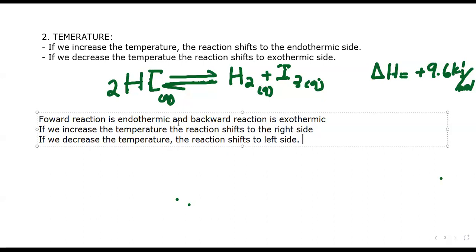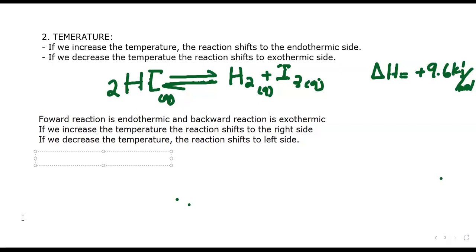If we decrease the temperature, again according to Le Chatelier, we have to oppose it. We have to increase the temperature. So the reaction shifts to the exothermic side. The exothermic side will start to produce heat energy. The exothermic reaction will release heat, the temperature is going to increase, and the equilibrium will be restored.